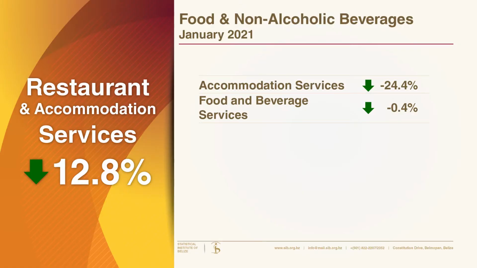Lastly, let's look at the Restaurant and Accommodation Services category, which had a decrease of 12.8%. This was mainly due to a significant drop of 24.4% in accommodation services, as lower prices for hotel accommodation were recorded. Also, a 0.4% decline was seen in the food and beverages service subcategory, as lower prices for restaurant services was observed in January 2021 when compared to January 2020.